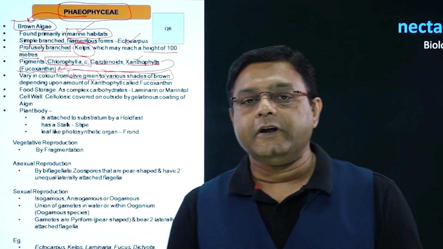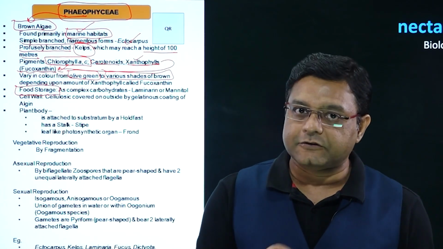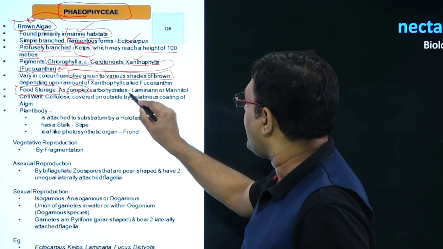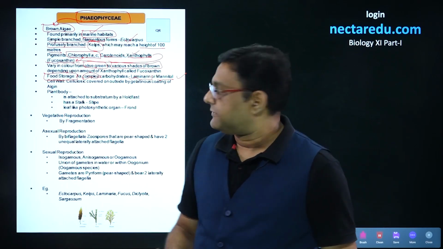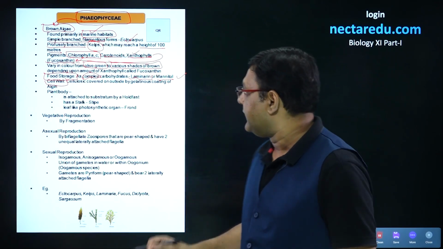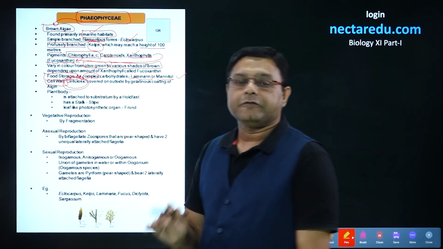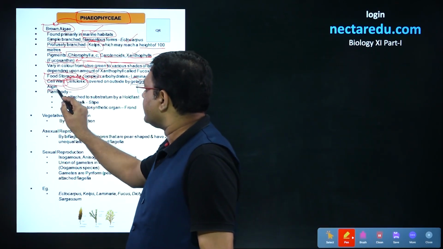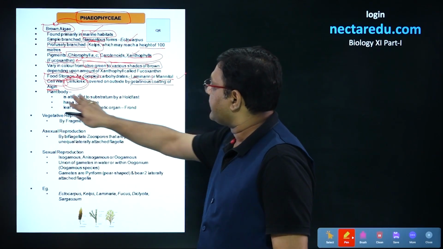Next, coming to the food storage or the reserve food, it is an important difference between the three classes of algae. In the case of Phaeophyceae, these are present as complex carbohydrates. It can be laminarin or it can be mannitol. Next is the cell wall. The composition of the cell wall is also different in all three classes of algae. In the case of Phaeophyceae, it is cellulosic, that is made of cellulose, but it also has a gelatinous coating, and the gelatinous coating is of algin. So cellulose is present inside, and outside it is covered by this algin.